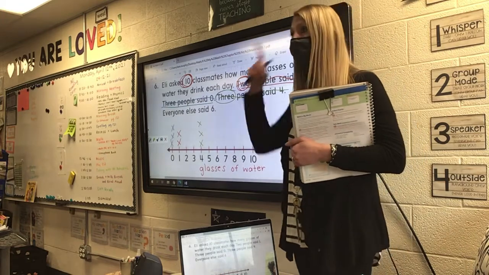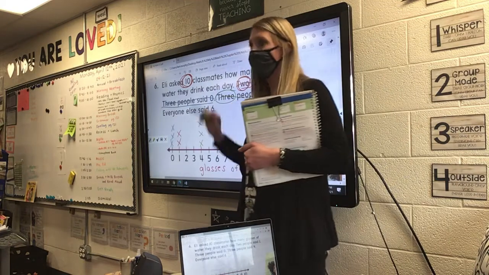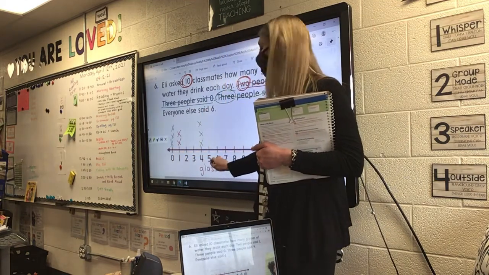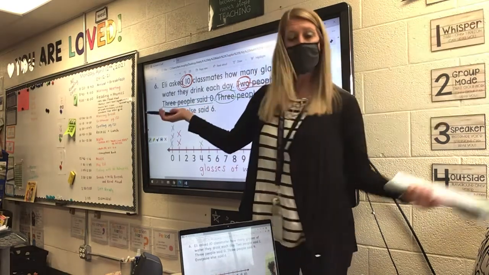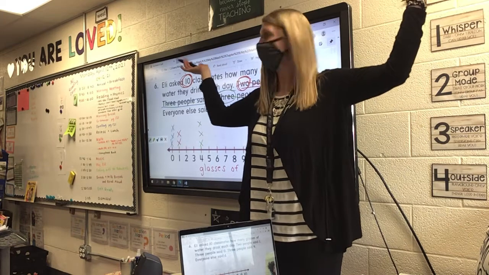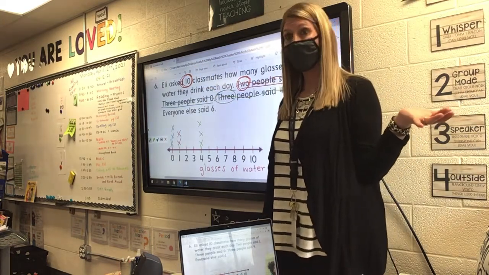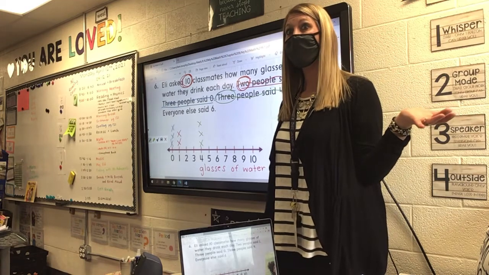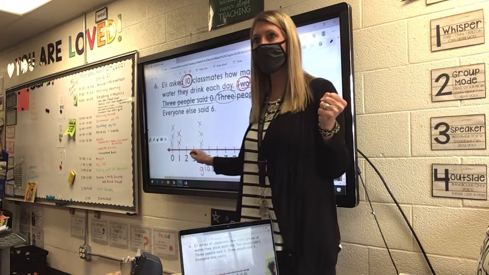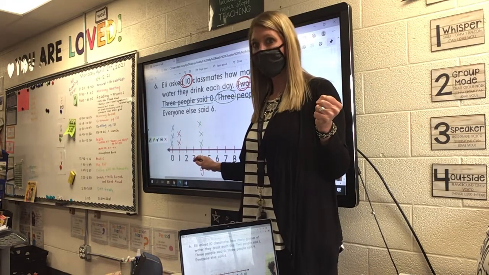Now, this is the tricky one. This is where we have to think. Everyone else said 6. So there are no 2s, no 3s, no 4s, but there's 6s. How many do I know to put at 6? Kinsley? You count how many of those, and then you get to how many you need more to 10. Yes. So Kinsley, say it again. We need to count our X's. Yeah, you need to count your X's and put how many you need to get to 10.